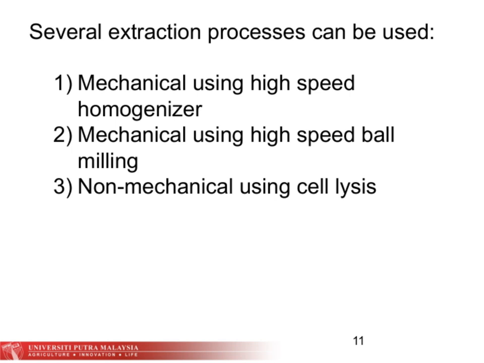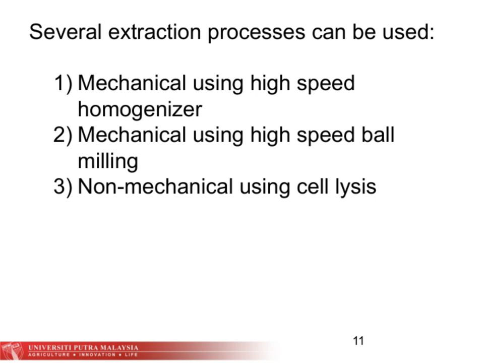Today, I want to talk about the different extraction processes we can use to obtain desired compounds. First, there are mechanical methods, which involve physical forces. One common technique is using a high-speed homogenizer, where we break down cells or tissues rapidly to release their contents. Another mechanical approach is high-speed ball milling, where grinding media physically disrupts the material, making extraction more efficient.